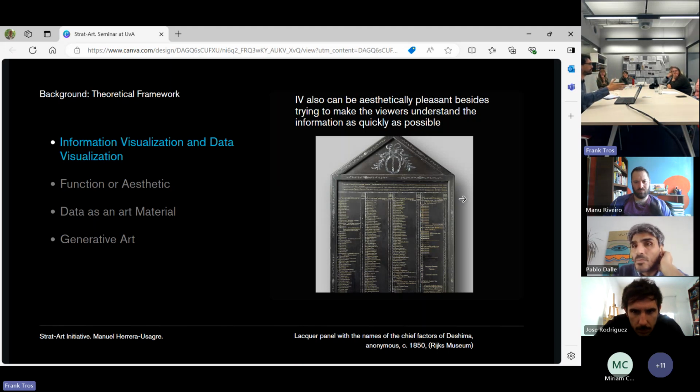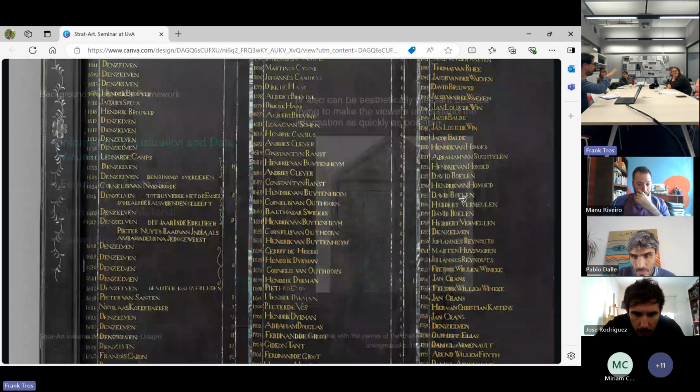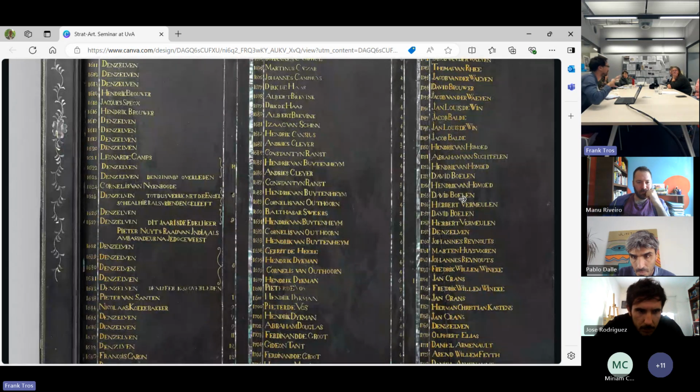I just jumped into this piece in the Rijksmuseum last week. It's called Lacquer Panel with the names of the chief actors of the Shina. Basically, it's a sheet with the information. I don't know if you guys know about this piece, but it's super interesting.